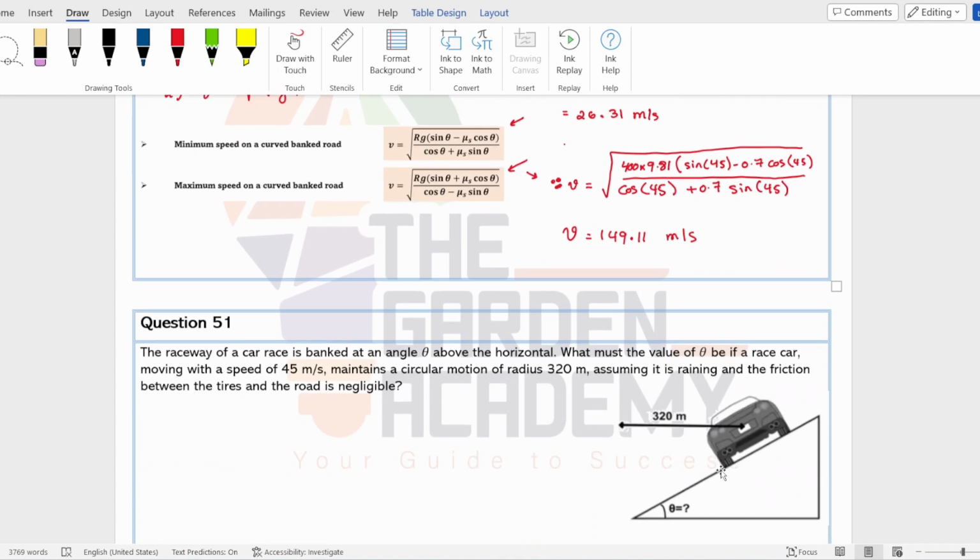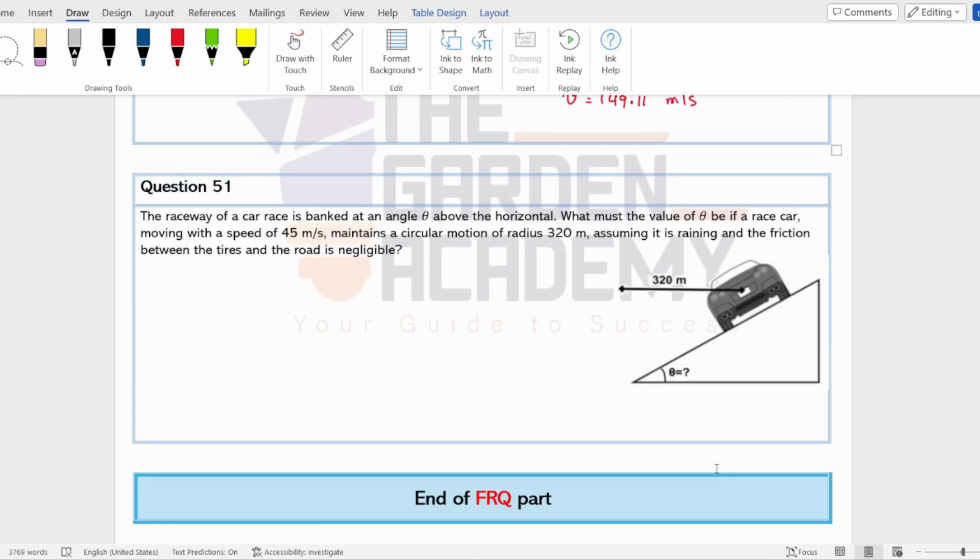Now, if we go down, question 51, which is the last question we have in this revision. The raceway of a car race is banked at an angle of theta above the horizontal. What must be the value of theta if a race car moving with a speed of 45 meters per second maintains a circular motion of radius 320 meters, assuming it's raining and the friction between the tires and the road is negligible? So again, this is a banked road and the friction is negligible, meaning that we have to use this equation.